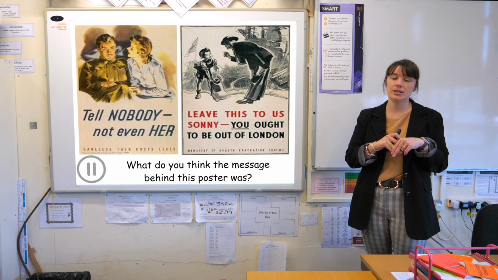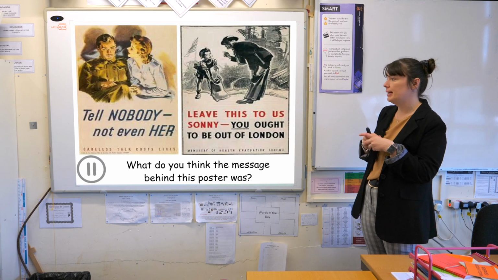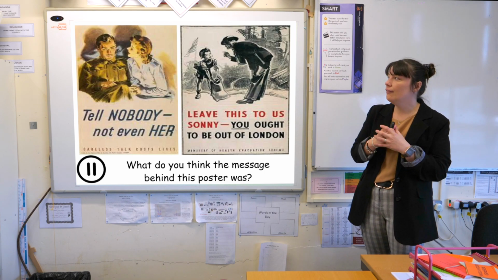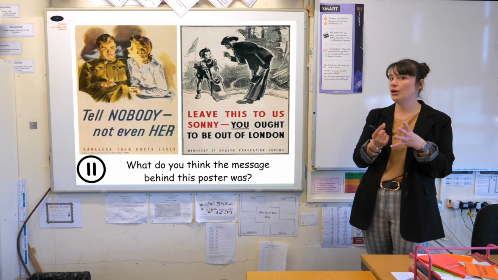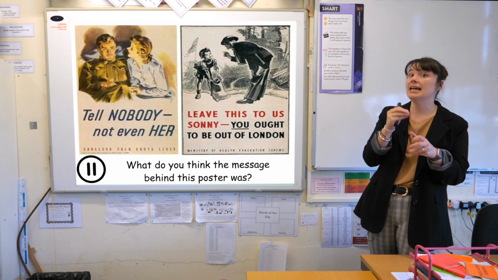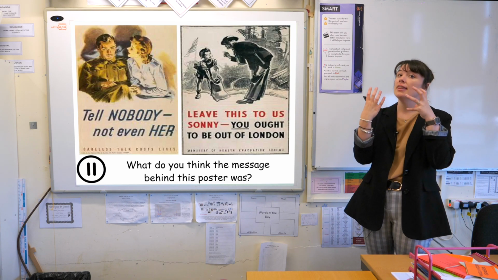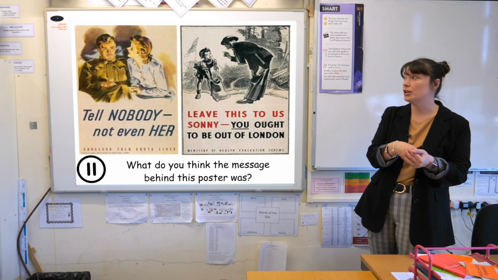So pause the video again, have a think about what we've done for the last 3 and see what we can get for this one. So we have a husband and wife. Tell nobody, not even her. What is the man supposed to be doing in that? Yet keeping secrets, not telling anybody. Because if you tell something, that secret is then going to be passed on to somebody else, and that could then cause problems for the government.